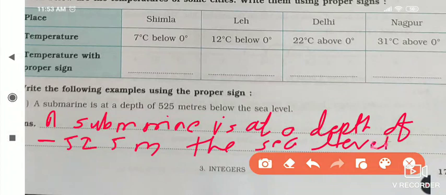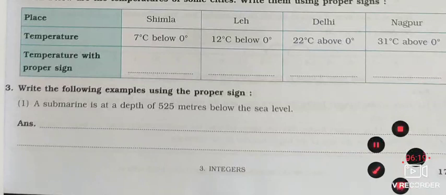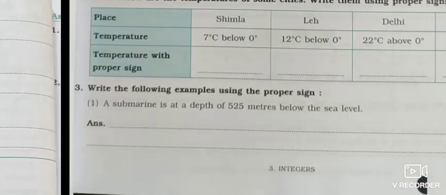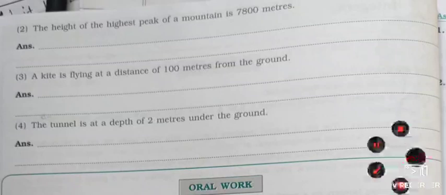In that way we have to write this using the example by using the proper sign. After this we will see the next question. So here is the question: the height of the highest peak of a mountain is 7,800 meter. So for this, how to write this?